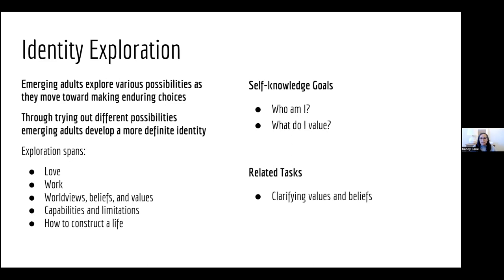Emerging adults must explore and come to an understanding of their capabilities and limitations. And finally, they must explore and consider how to construct a life. So the self-knowledge goals related to identity exploration are asking oneself, who am I and what do I value? And the related task is to clarify values and beliefs.